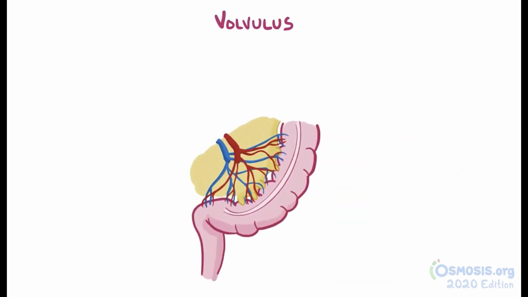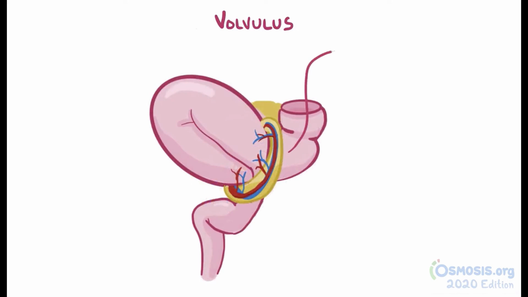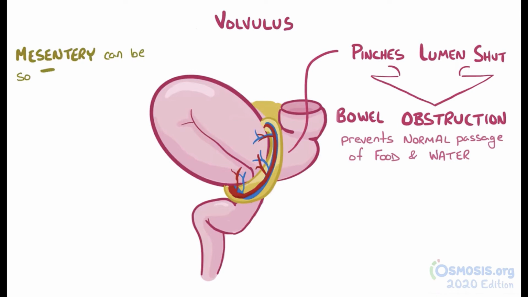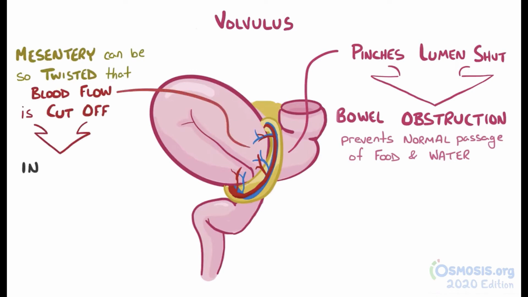In any type of volvulus, a portion of the intestines becomes twisted and it pinches the lumen shut and results in bowel obstruction, which prevents the normal passage of digested food and water. Sometimes the mesentery can get so tightly twisted that blood flow to that part of the intestine is cut off, which leads to infarction or death of the intestinal wall.